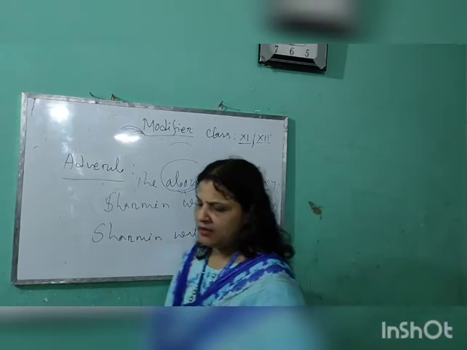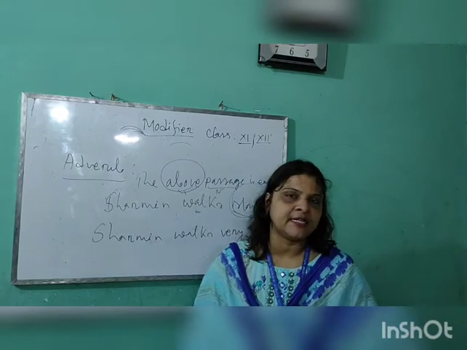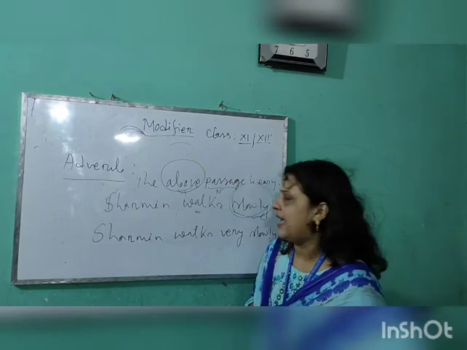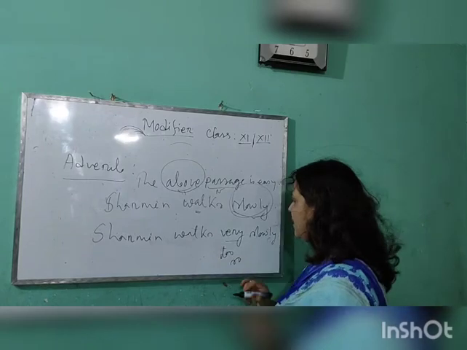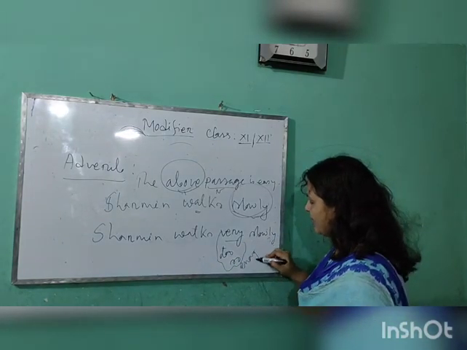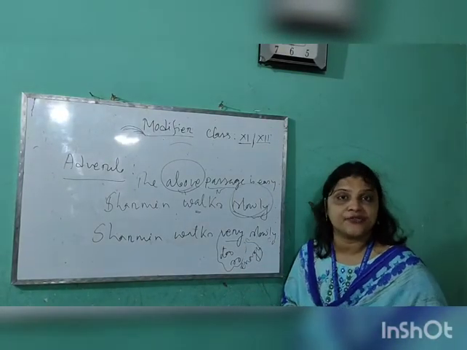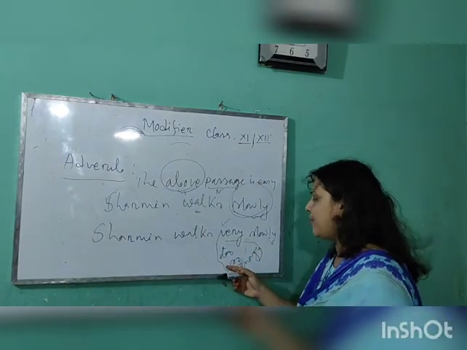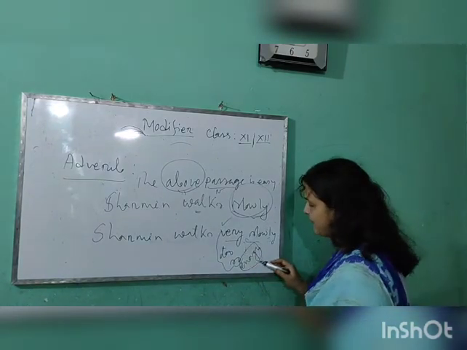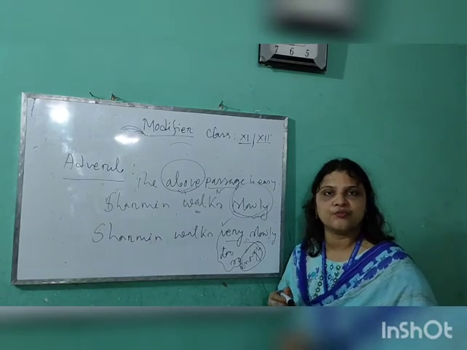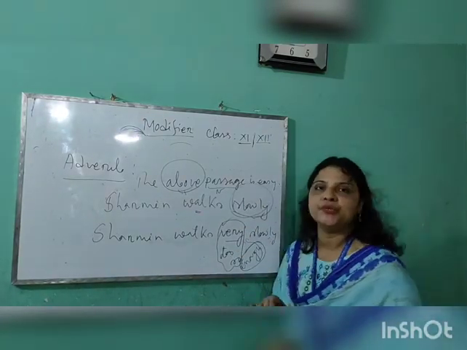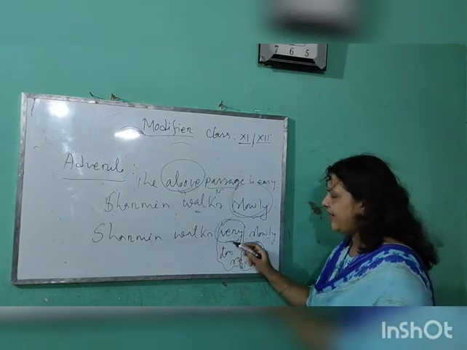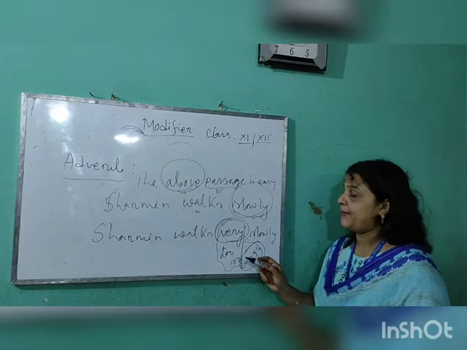sometimes in every passage there is mention of intensifiers. Very often you are asked to use an intensifier. There are some words, some intensifiers, like very, too, so. These are basically used as intensifiers. When you are asked to use an intensifier, you can use very, too, so, or enough. Enough is basically used as a post-modifier, and these three words are used as pre-modifiers. So Charmin works very slowly. Here very is a pre-modifier, and it is also named an intensifier.